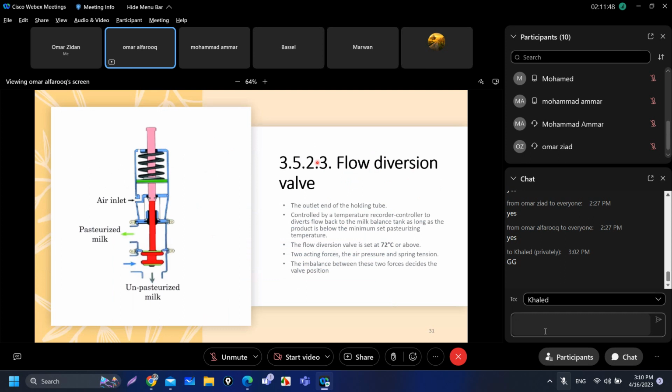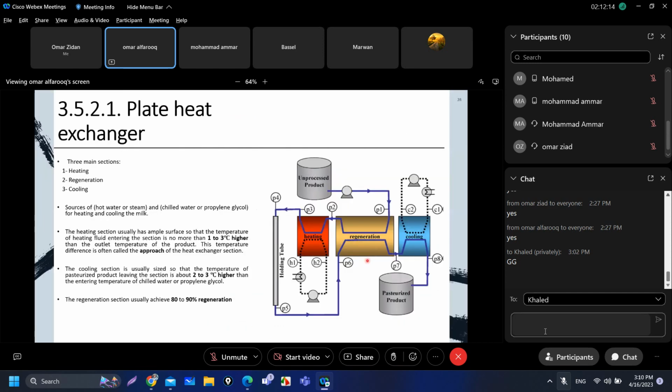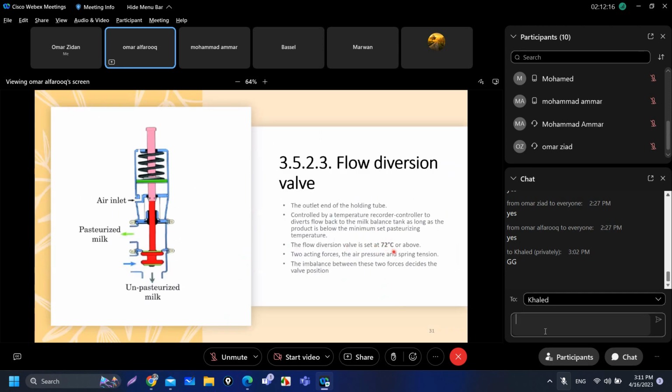Now moving on to the flow diversion valve, it is a device placed at the outlet of the holding tube. It is controlled by a temperature recorder controller to divert the flow back whenever it was not pasteurized well, or the product is below the minimum set pasteurization temperature, which is 72. 72 is slightly above the pasteurization temperature. If you remember, it was 71.7. Here we just set it as 72 as a precaution. If the temperature is below, we divert it back to the balance tank where it will be pasteurized again. If it's higher, then we allow it to pass through the cooling section.